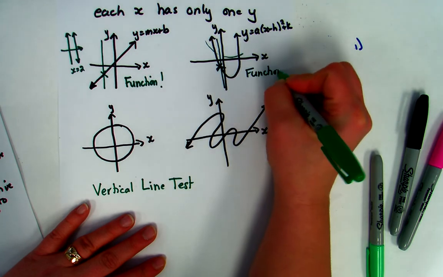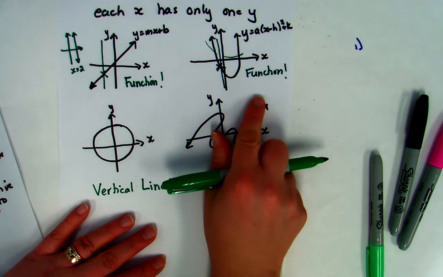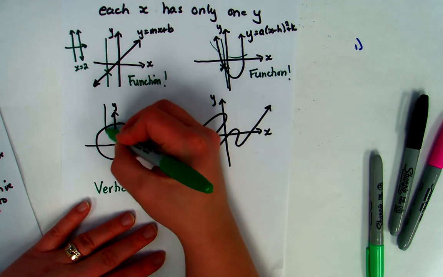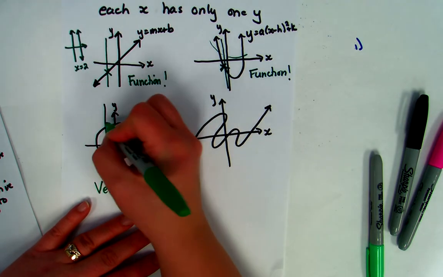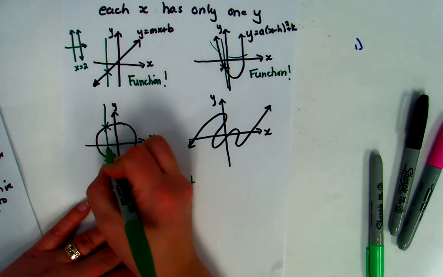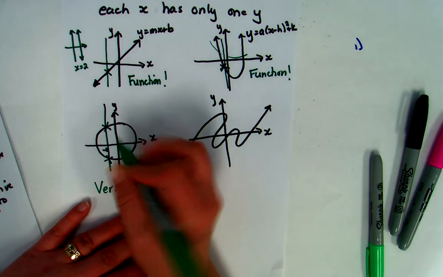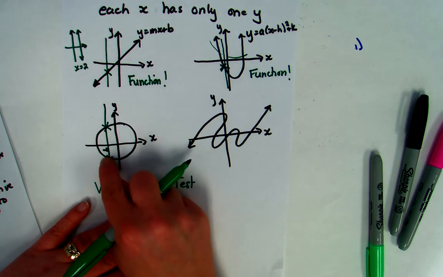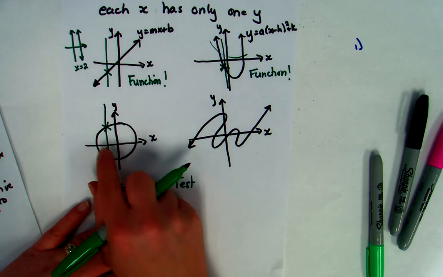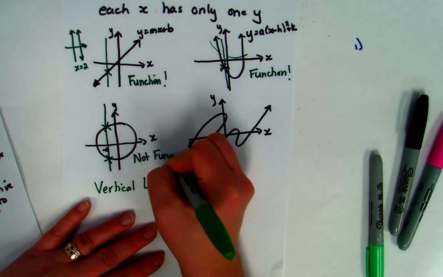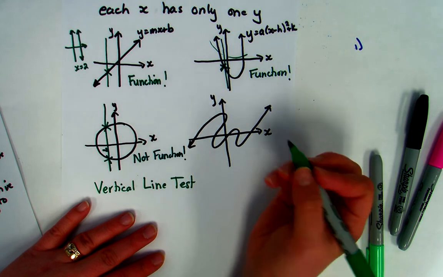Therefore, it is a function because it passes the VLT. Now I'm going to come to the circle. I can draw a vertical line at a whole bunch of places on the circle, and I touch more than once. So here's an x here. This x might be -2. -2 goes with maybe +3, and it also goes with maybe -3. So that x has two different y's that go with it. So this is not a function because it fails the VLT.